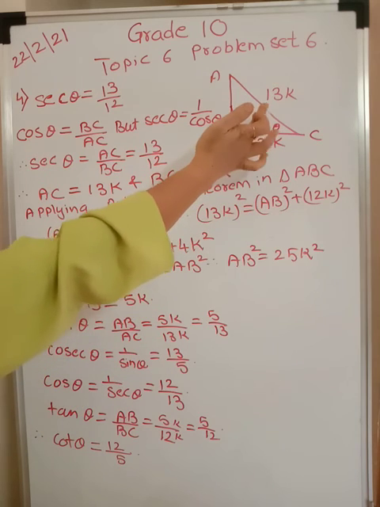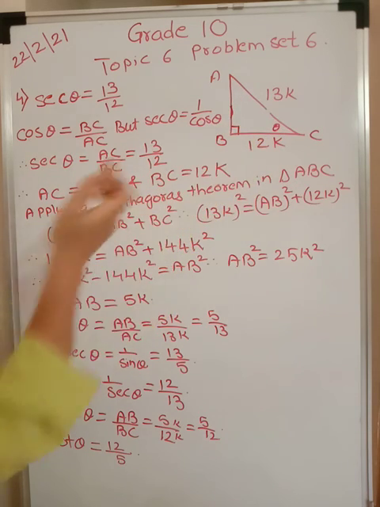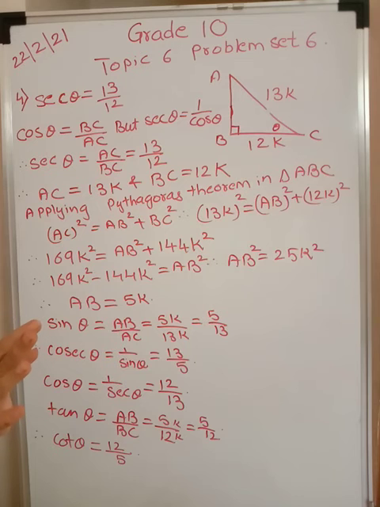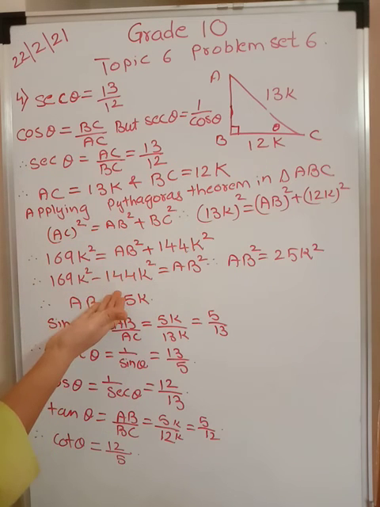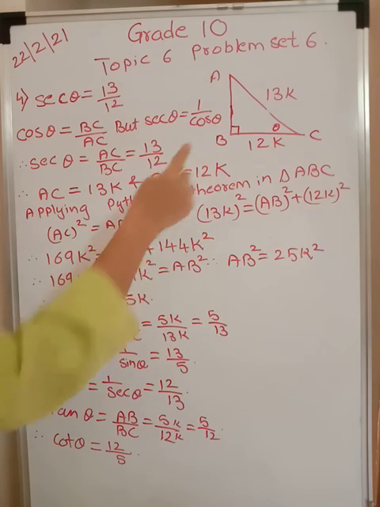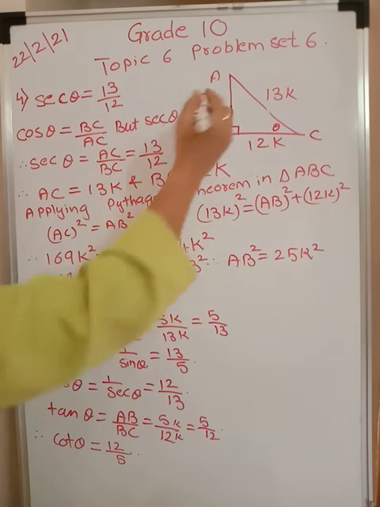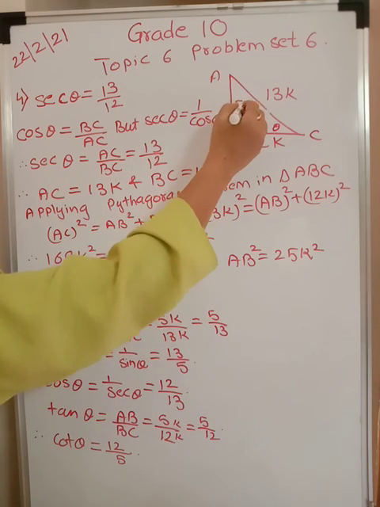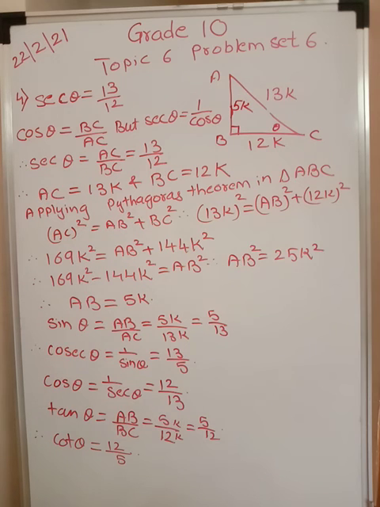Now looking at this figure, students, 13 and 12, we know Pythagorean triplet. We have studied this since your grade 8, isn't it? So we know that 5, 12 and 13, they form Pythagorean triplet. So after applying Pythagoras theorem as we have done over here, we are going to get AB as 5k. So we got AB as 5k. Alright. Now once you get all the 3 sides, it is easy to find the ratios.